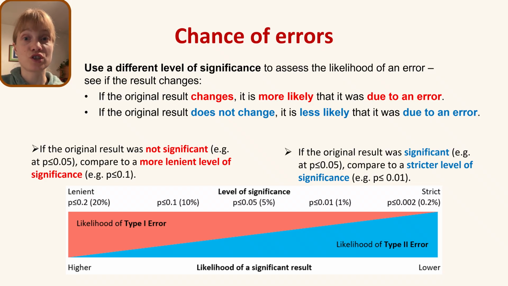If the original result changes, for example, it was significant at 0.05 but not at 0.01, that suggests that the findings might be unstable and potentially due to error. If the result stays the same, it's less likely that an error has occurred. To check this, if the original result was significant, it would be compared to a stricter level, like p ≤ 0.01. If it was not significant, it would be compared to a more lenient level, like p ≤ 0.1. This is a simple way to test how robust or reliable a finding really is.